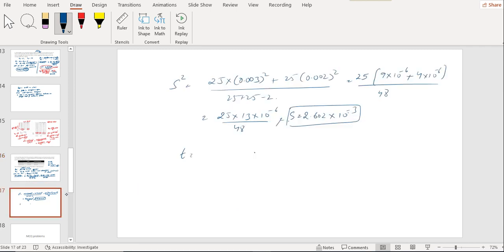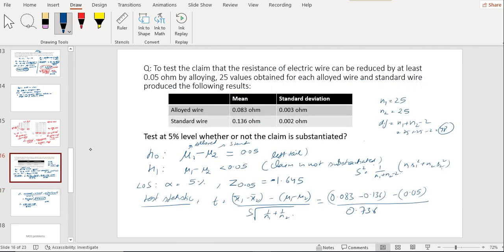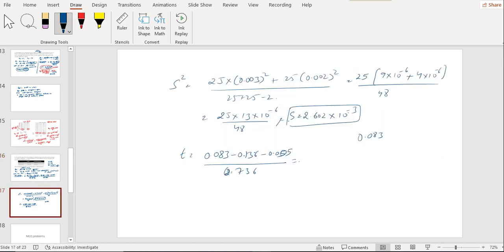So what is the value of t? t is equal to 0.083 minus 0.136 minus 0.05, upon 0.736 into 2.602 times 10 raised to the power minus 3.